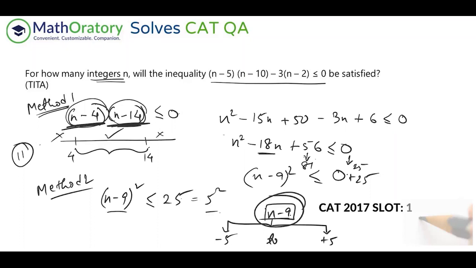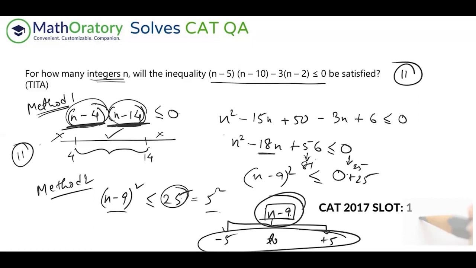So if you have a total of 11 solutions here, minus 5 to plus 5, 5 negative, 5 positive, and the 0. So if you have 11 integer solutions for n minus 9, then correspondingly you will always have 11 integer solutions for this value of n. So the answer in this case is 11, however you want to do it. In this case, I would prefer method 2 because this is a little faster. You have this minus 5 plus 5 thing happening.